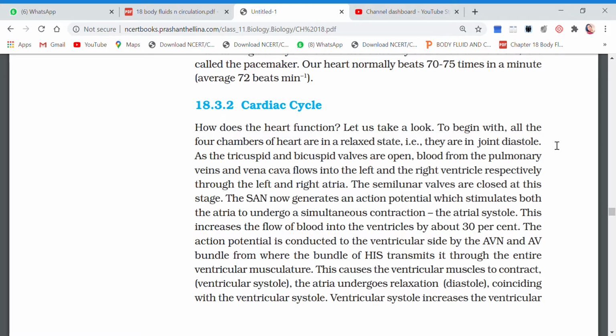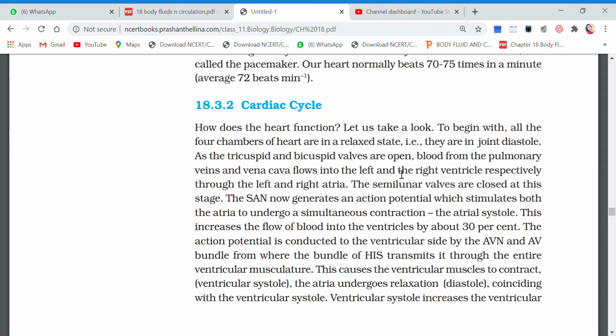Now what happens when both of them are showing joint diastole and tricuspid and bicuspid valves are open? So what is the situation of the heart presently? All the four chambers are relaxed, both the valves are open. From here we will start. Now what happens? Blood from pulmonary vein and vena cava.